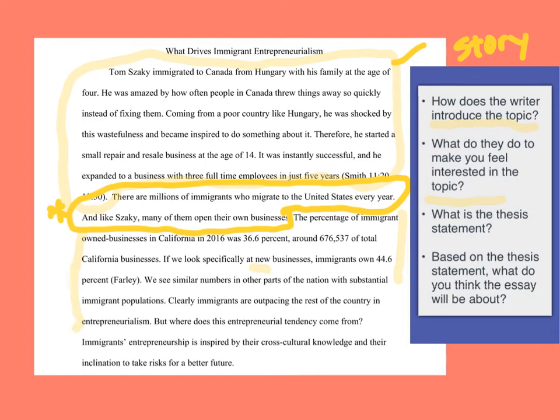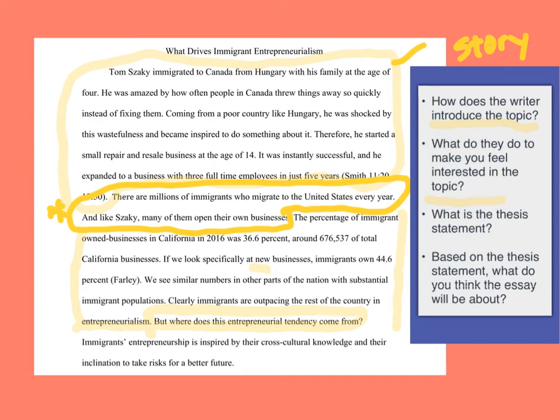So I'm giving the reader some background information now to understand the rest of the essay. Maybe they don't know how entrepreneurial immigrants are, so I want to explain that first before I talk about why, right? I want to show that they are entrepreneurial before I can explain why. And then I lead into the thesis with this sentence here. But where does this entrepreneurial tendency come from? Hopefully I've made the reader curious to know the answer to that. And so now they'll be ready and interested and excited to read the paper.